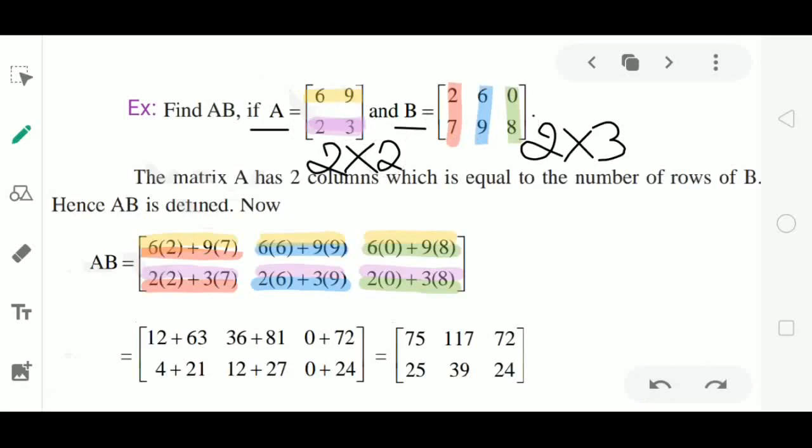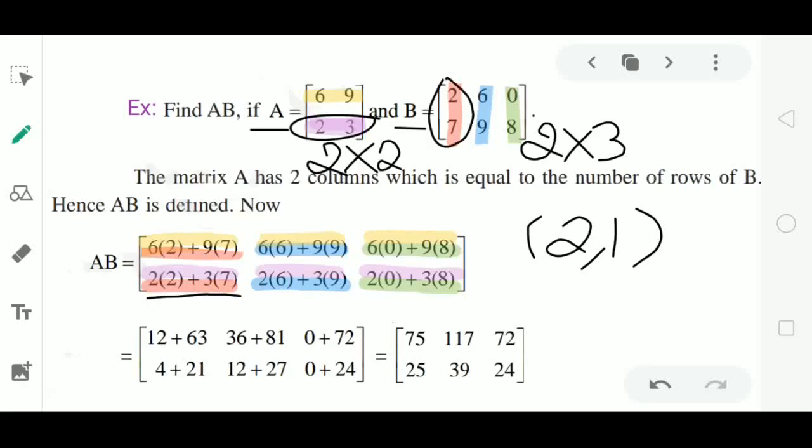So to find next element, that is element lying in second row first column of AB, we consider second row of matrix A and first column of matrix B, multiply them element wise. That is, first element of second row of A is multiplied with first element of first column of B, 2 is multiplied with 2. Next, second element of second row of A is multiplied with second element of first column of B, 3 is multiplied with 7.